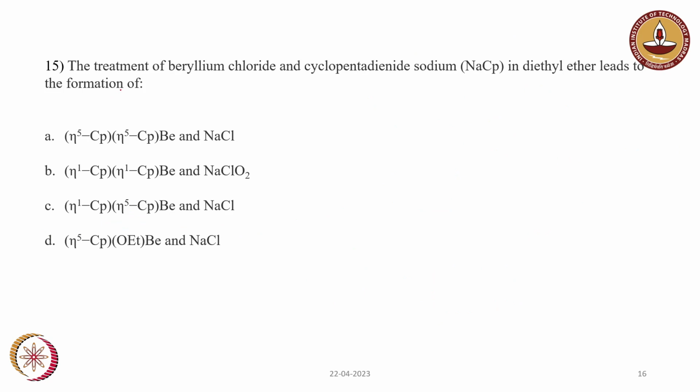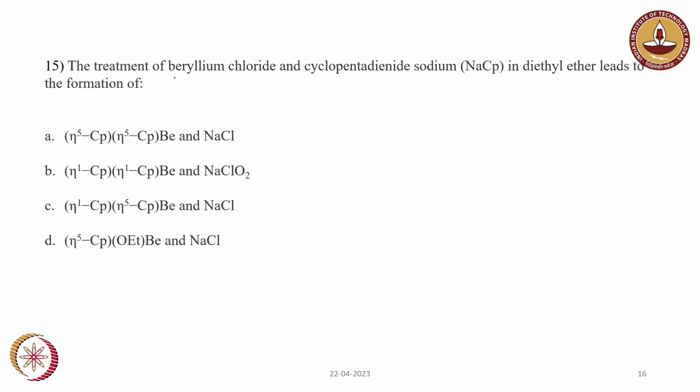Next question is: the treatment of beryllium chloride and sodium cyclopentadienide, NaCp, in diethyl ether leads to the formation of: option A, eta 5 Cp, eta 5 Cp Be and NaCl. Option B is eta 1 Cp, eta 1 Cp Be and NaClO2. Option C is eta 1 Cp, eta 5 Cp Be and NaCl. And option D is eta 5 Cp, OEt, Be and NaCl.